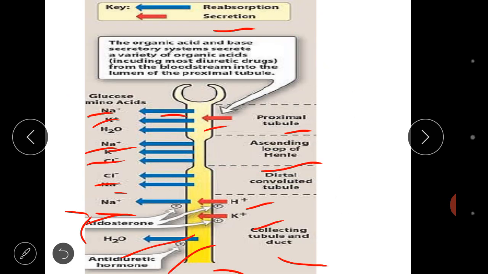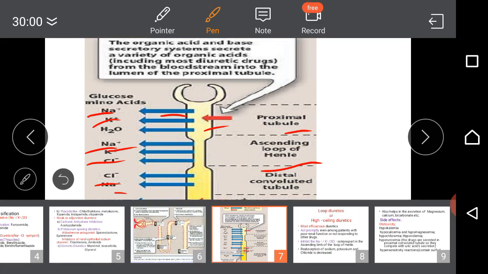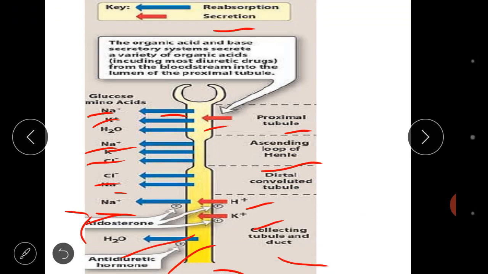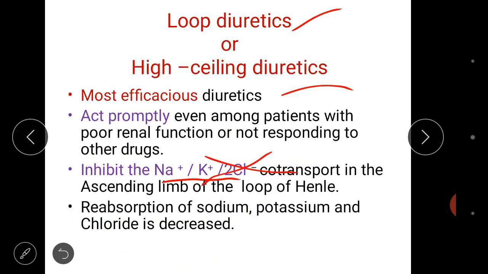I will show you this. So, in the proximal convoluted tubule, the cells secrete a variety of organic acids from the bloodstream into the lumen. See, the loop diuretics compete with uric acid to be secreted into the proximal convoluted tubule. So that will increase the uric acid level. The uric acid will get reabsorbed more, and that will cause hyperuricemia. Okay.